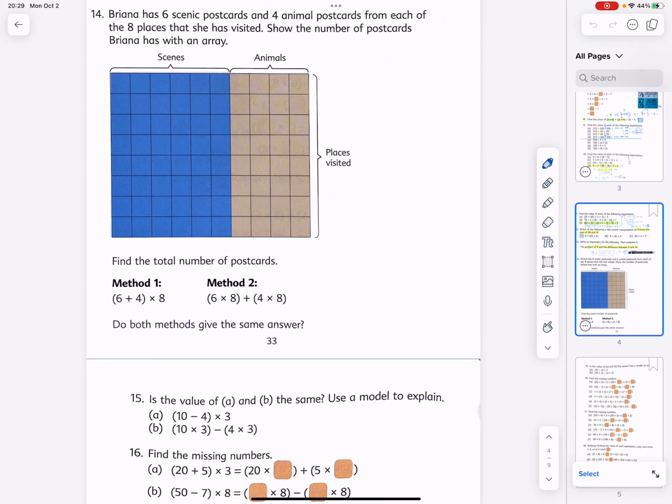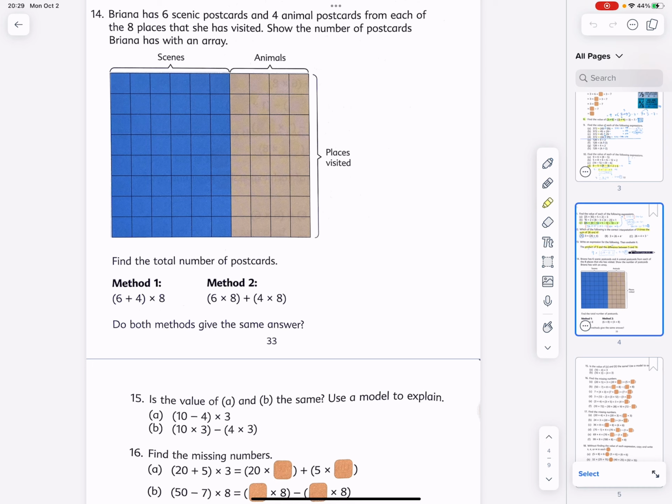The topic of today's lesson is the distributive property, and not so much what the distributive property is, but when we use it and how we apply it to solving mathematical word problems. For example, I am on page 33 of our textbook. Brianna has 6 scenic postcards and 4 animal postcards from each of the 8 places that she has visited.